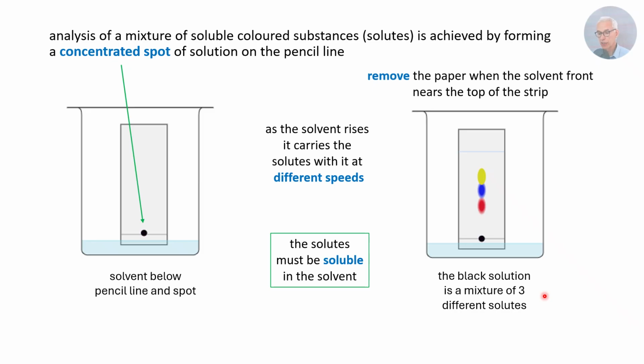From this, we interpret the chromatogram as meaning that the original black ink or black solution is a mixture of 3 different solutes, each of which traveled at different speeds with the solvent as it rose to form the solvent front.